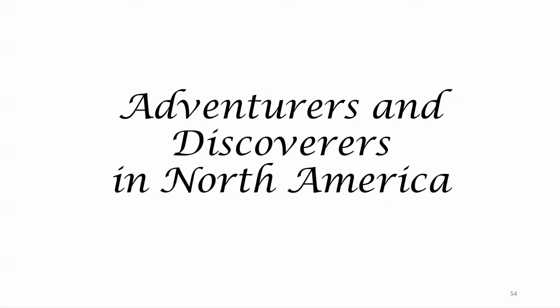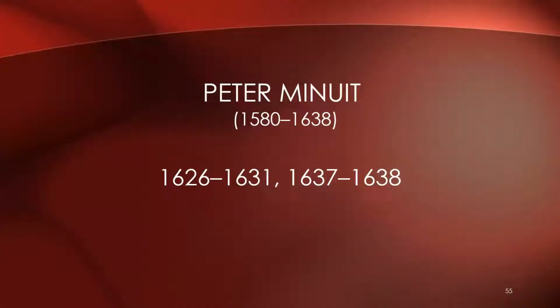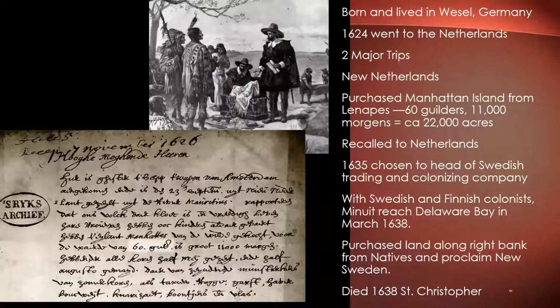Now we're going to move a little further north. I can go over these stories rather quickly because you're probably aware of them from your grade school days. We're going to talk about Peter Minuit. He was here twice. He's noted especially about his first visit when he acquired the land of Manhattan from the native Lenapes. And supposedly that's about 11,000 morgans was the measurement given, and that calculates into about 22,000 acres.